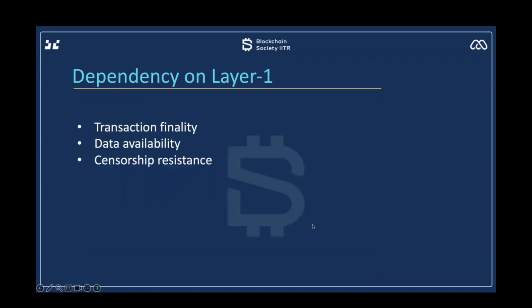So what are the dependencies on layer one? Like, how is the ZK rollup dependent on the layer one blockchain? So first is the transaction finality. Like we discussed before, the transaction will be considered final only when the verifier contract on the layer one blockchain is giving us a thumbs up that yes, all the transactions are correct, the final state is correct. So the transaction finality is dependent upon layer one.